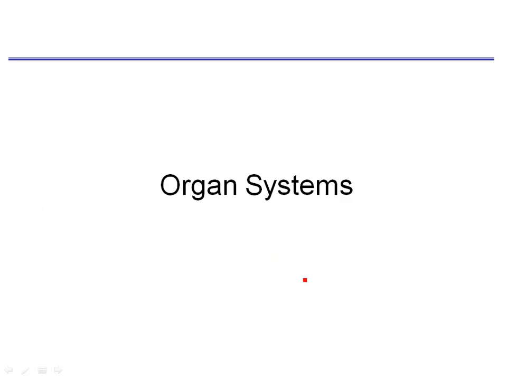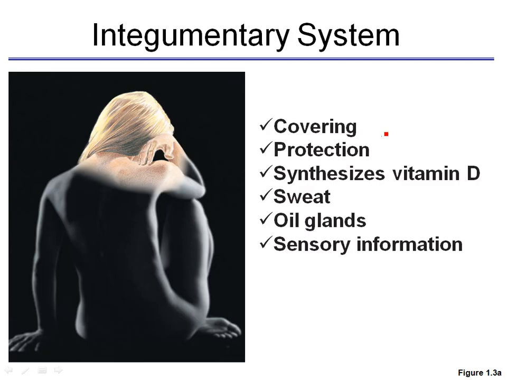So we're going to do a rapid fire preview of organ systems. Remember, these lectures are meant to be a review, not a substitution for lecture. Integumentary system, that's your skin, that's your covering. It protects your body, it can synthesize vitamin D. It produces sweat for temperature regulation. It has oil glands to keep the skin kind of waterproof and supple. And it has a lot of sensory neurons in it for sensory information.